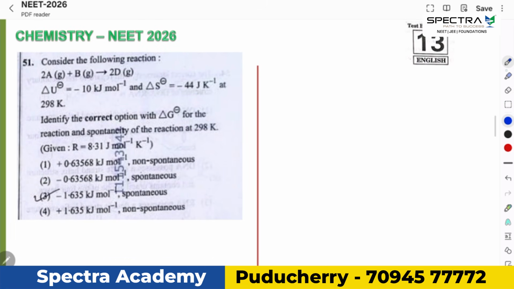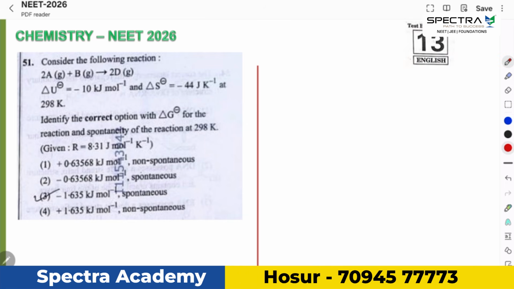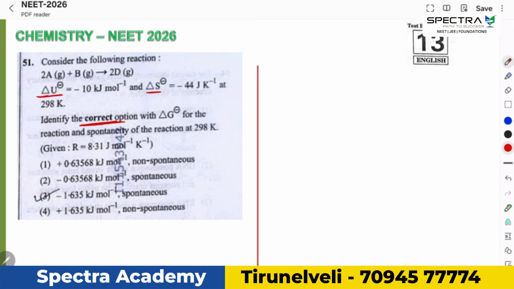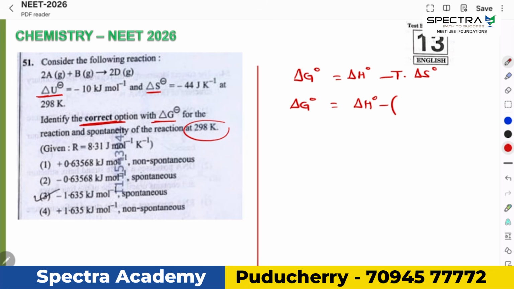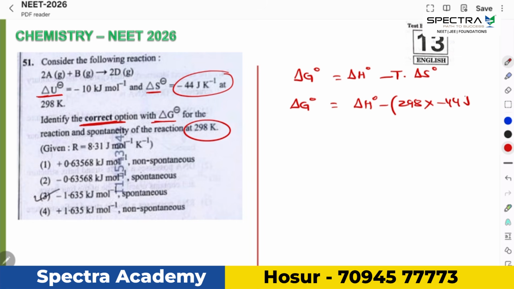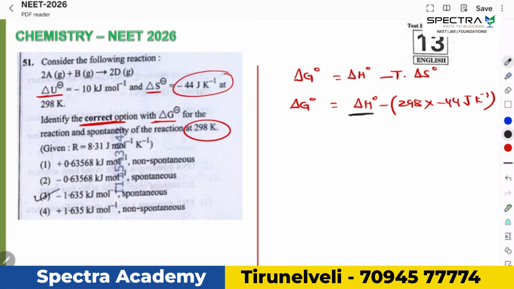Next, question number 51. This is a model question repeated from our full test paper and our weekend test paper. They have given the internal energy delta U and delta S. Identify the correct option for delta G naught. Delta G naught is equal to delta H naught minus T into delta S naught. So here delta G naught is equal to delta H naught, which we have to calculate, minus temperature given as 298 Kelvin, 298 into delta S naught given as minus 44 joules per Kelvin. So you have to calculate the delta H value.